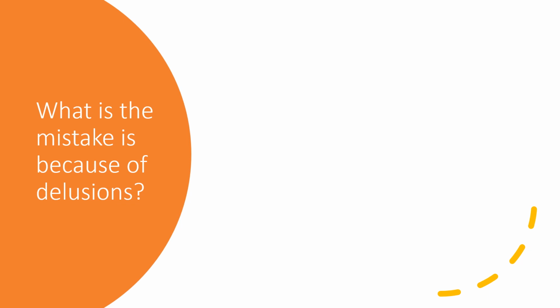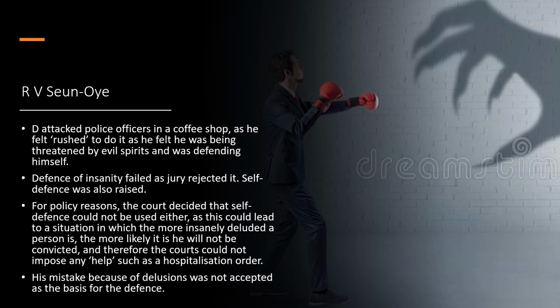Now, slightly linked to this is, what if the mistake is because of delusions? You'll find the case of Oye, which was about a defendant who attacked police officers in a coffee shop as he felt rushed to do it, being threatened by evil spirits. He felt he was defending himself. The defence of insanity failed as the jury rejected it, and self-defence was also raised. But for policy reasons, it was held in this case that the more insanely deluded a person is, the less likely he should be able to use self-defence. So that's certainly the point we should be taking.